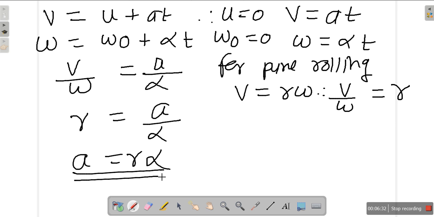Take a good look at this situation. A is equal to R alpha is applicable if and only if the rolling is pure without slipping. This is not applicable in any situation. Please remember this: A is equal to R alpha can be applied only in case of pure rolling. Now I am going to put the values of A and alpha from what we have obtained here. Take a good look at the values of A and alpha again.